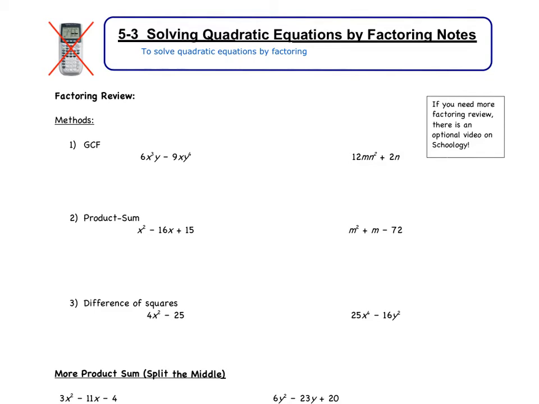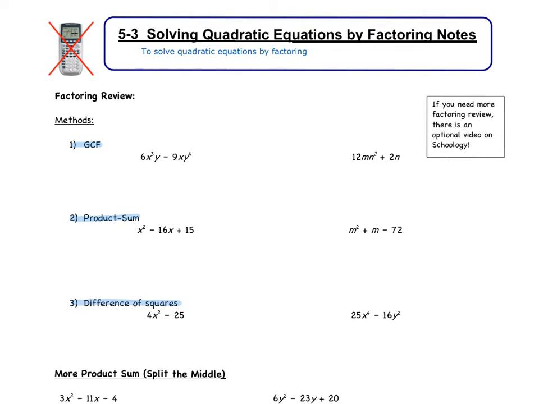So this video is a factoring review. You learned factoring in Algebra 1, and I believe you covered a little bit of it in geometry. So this should mostly be review. There are three main types of factoring that we should hopefully remember: GCF, product sum, and difference of squares.